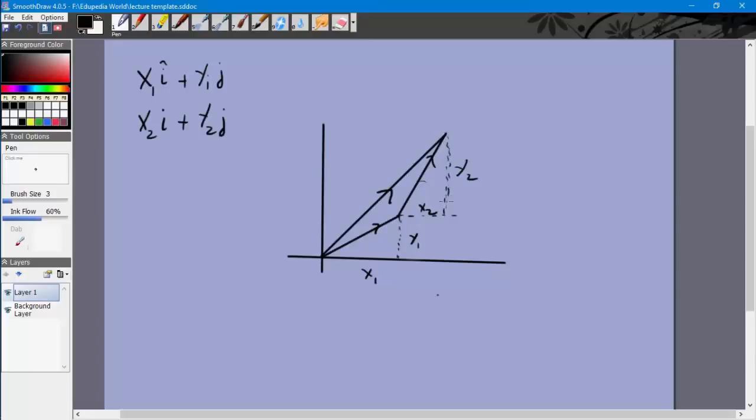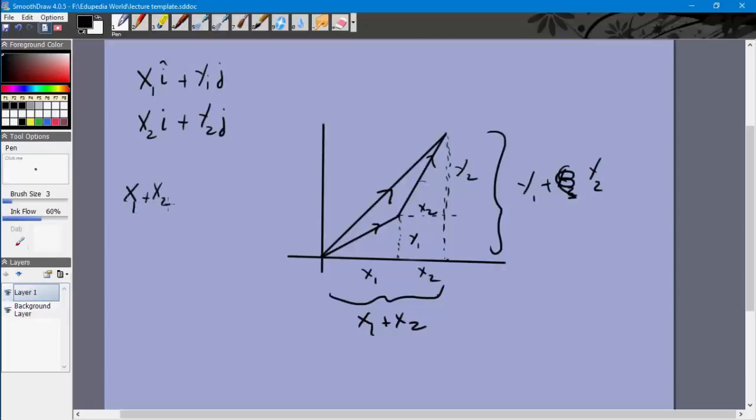But what would be the x component of this vector? This is x1, this is x2, so this total length is x1 plus x2. This is y1, this is y2, this total length is y1 plus y2. So we get a very nice result. If you have a vector x1i plus y1j and another vector x2i plus y2j and you want to add them, the x component of the resultant vector is x1 plus x2i and the y component of the resultant vector is y1 plus y2j.